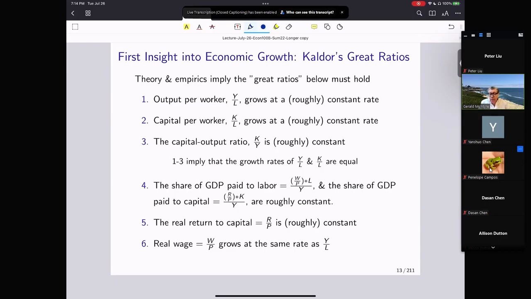Five, the return to capital is roughly constant. And the real wage, or the wage adjusted for prices and inflation, grows at the same rate as Y over L. Like I said, I'm not explaining these. I'm just saying that back in the 1940s and 50s, Nicholas Kaldor and his research team discovered these facts of economic growth, and that any model of economic growth must do these six things. Speaking personally, as a research economist, I look at this, and it's a daunting task. Your model has to do all six of these at the same time. How do you build that?